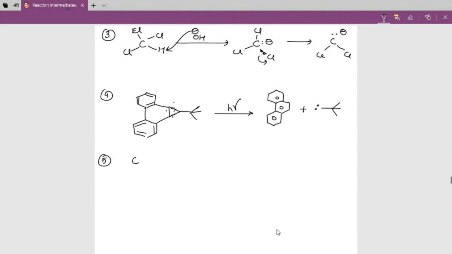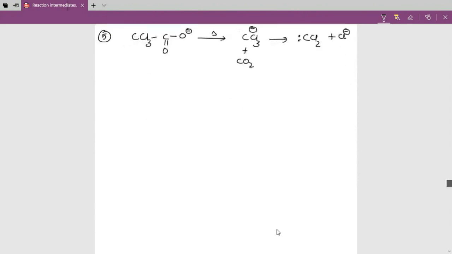You can have a carbene if you heat trichloroacetic acid salt strongly. If I heat it very strongly, I will first get CCl3 minus and CO2, and then this will go to carbene, releasing Cl minus. So there are so many other methods. And carbene can have electrophilic, nucleophilic, as well as radical reactions.